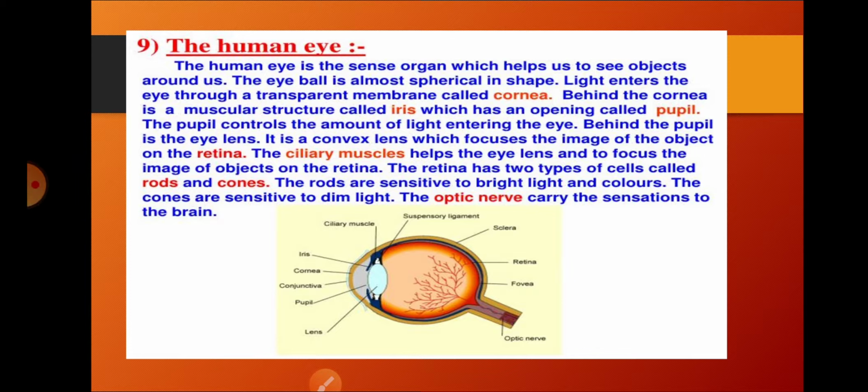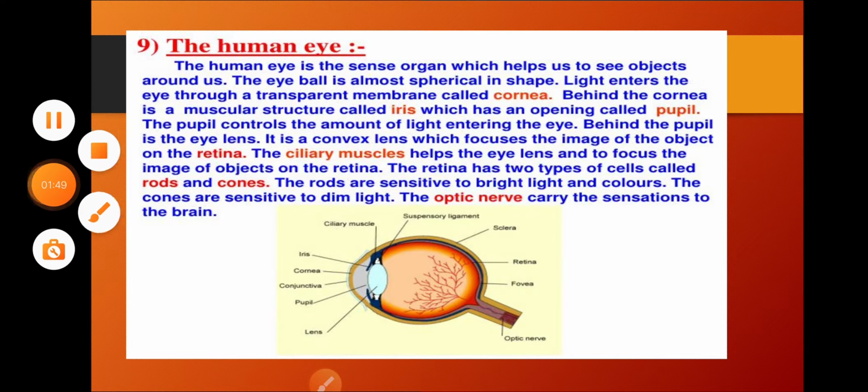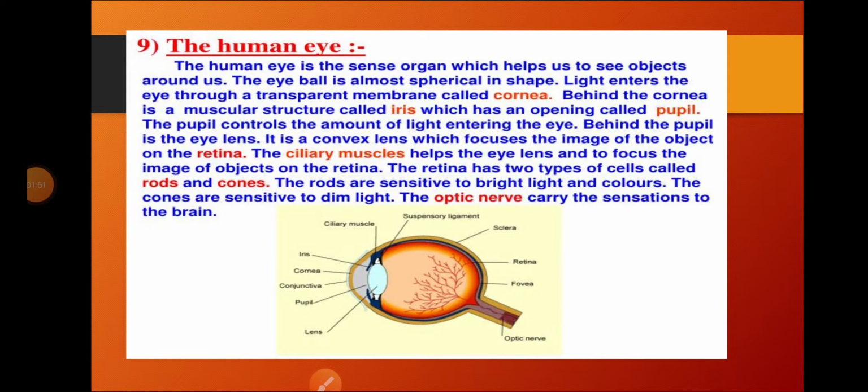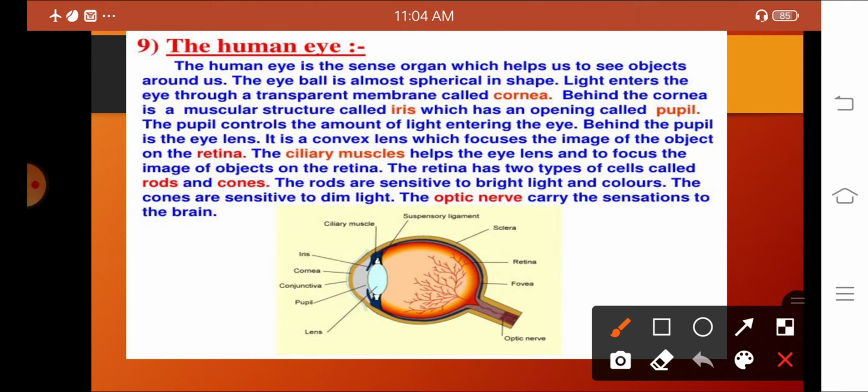The human eye is an organ. As you know, it is an organ which helps us see the objects, and the eyeball is spherical in shape. Light enters the eye through the transparent membrane called the cornea.